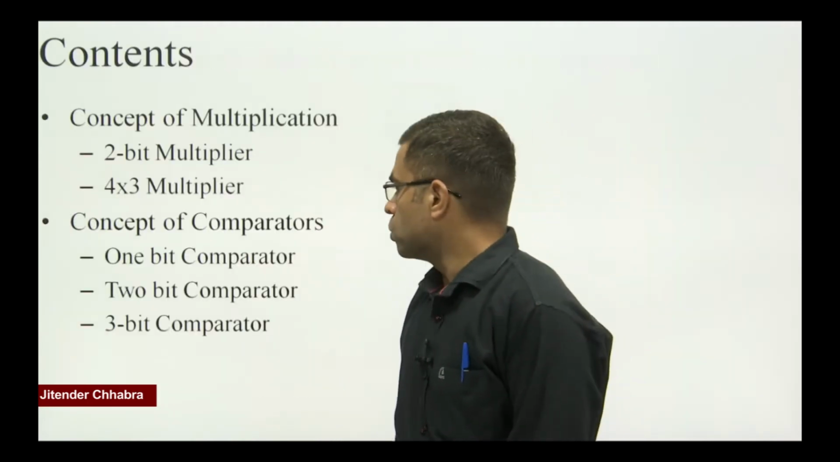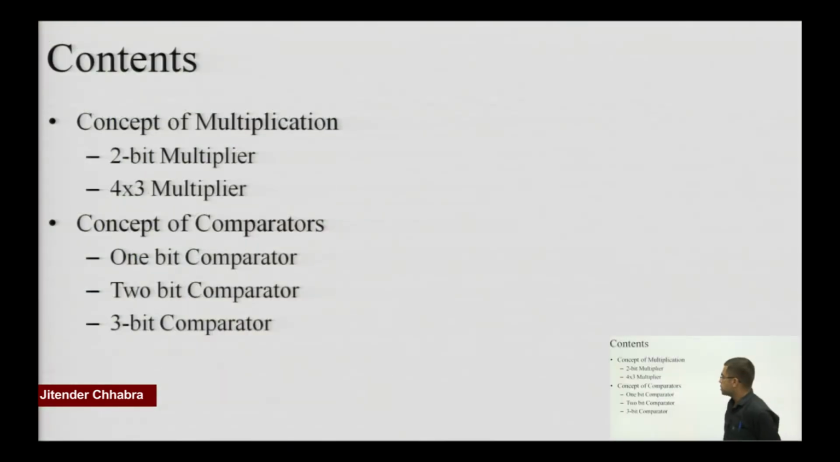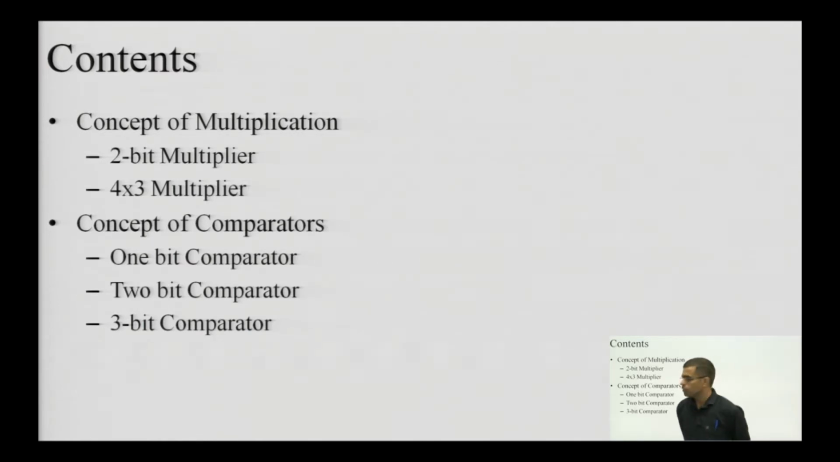This is lecture 10 of our subject digital system design, and the topic which we are going to cover today is multipliers and comparators. So, these are the contents of today's lecture: concept of multiplication, 2-bit multiplier, by which we will be understanding the concept of multiplication, then 4 cross 3 multiplier, and then concept of comparison and how this comparison concept can be translated into circuits by designing 1-bit comparator, 2-bit comparator and 3-bit comparator.